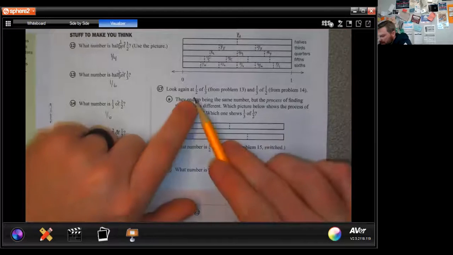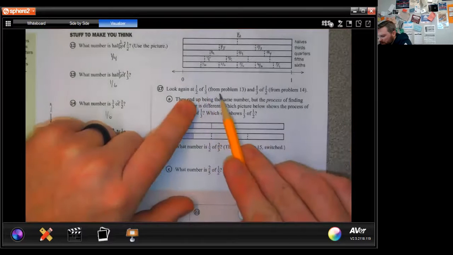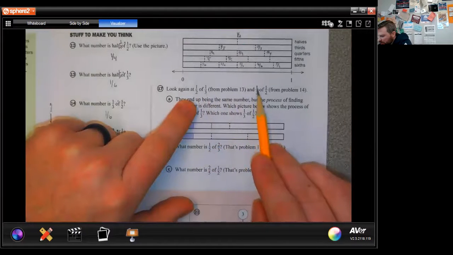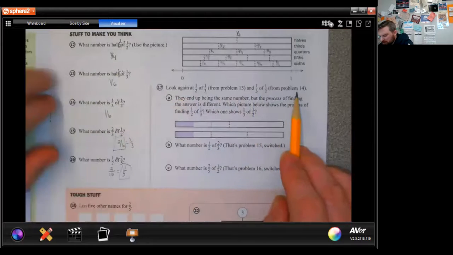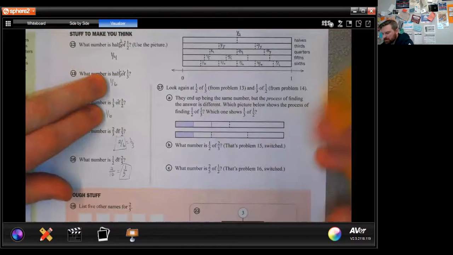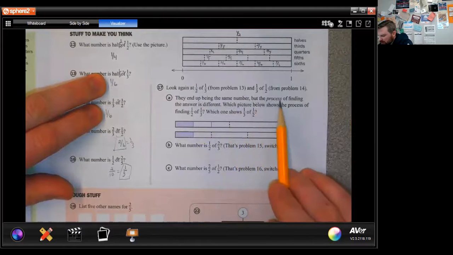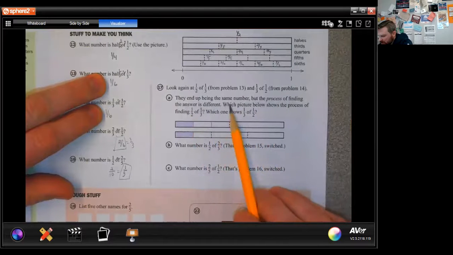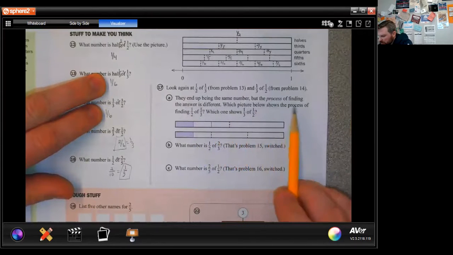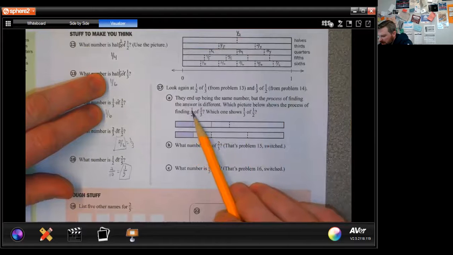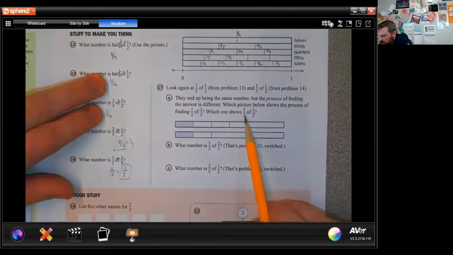Look again at 1/2 of 1/3 from problem 13, and 1/3 of 1/2 from problem 14. So 13 and 14, we got the same answer. They end up being the same number, but the process of finding the answer is different. Which picture below shows the process of finding 1/2 of 1/3? Which one shows 1/3 of 1/2?